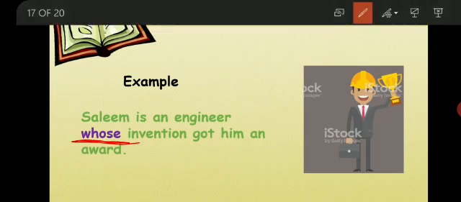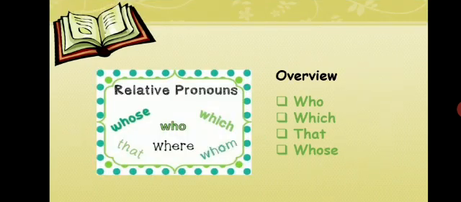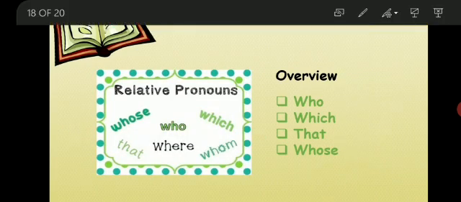Now look at the picture. Salim is an engineer whose invention got him an award. So here, whose invention? Salim's invention. So the invention belongs to a person. So for the belongings of a person, we use whose. I hope you have cleared all the relative pronouns: which, who, whose, that, where. All these are the important relative pronouns.